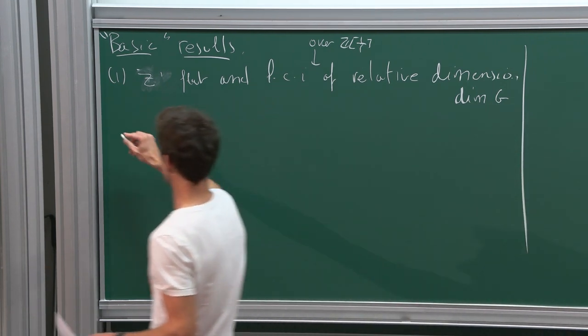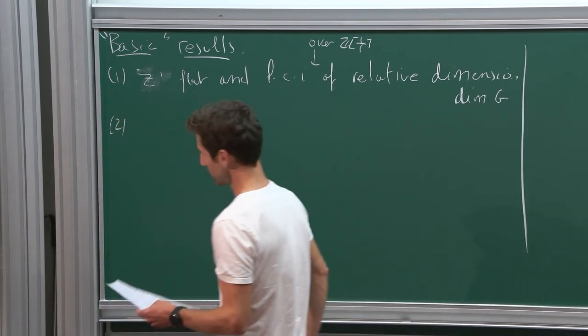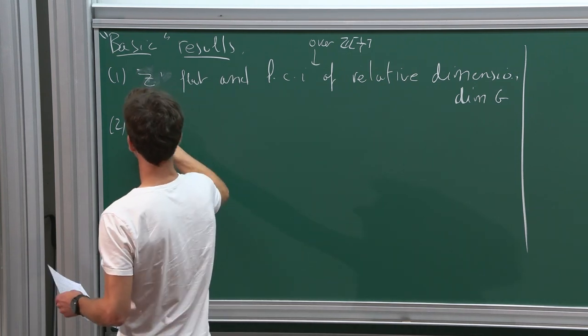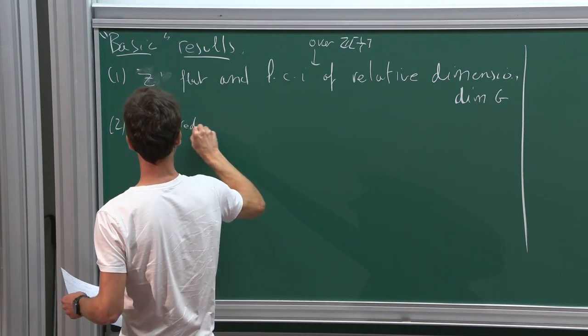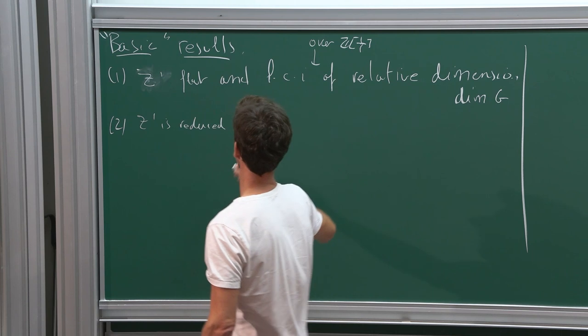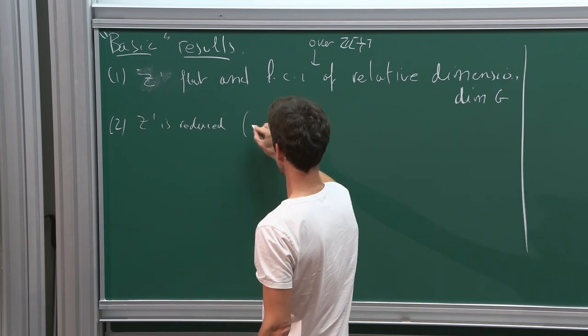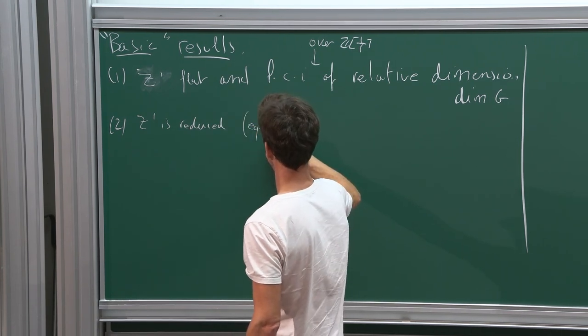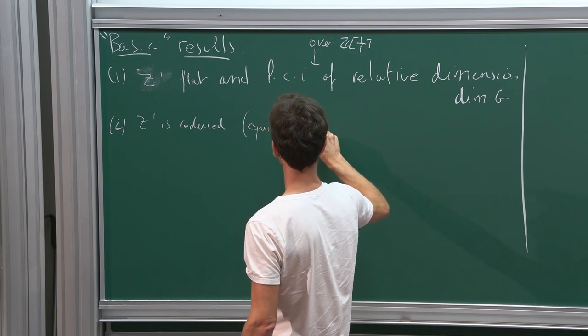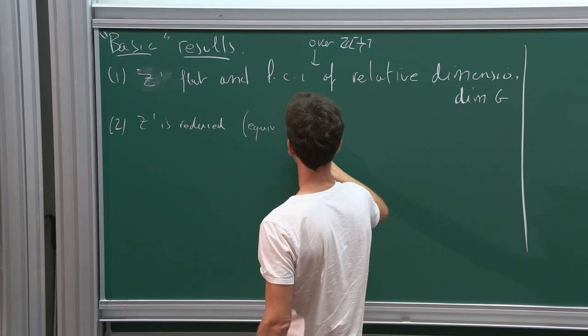So that's something we have seen in many talks. And also Z1 is reduced. And equivalently, it's geometrically smooth. Generically smooth.